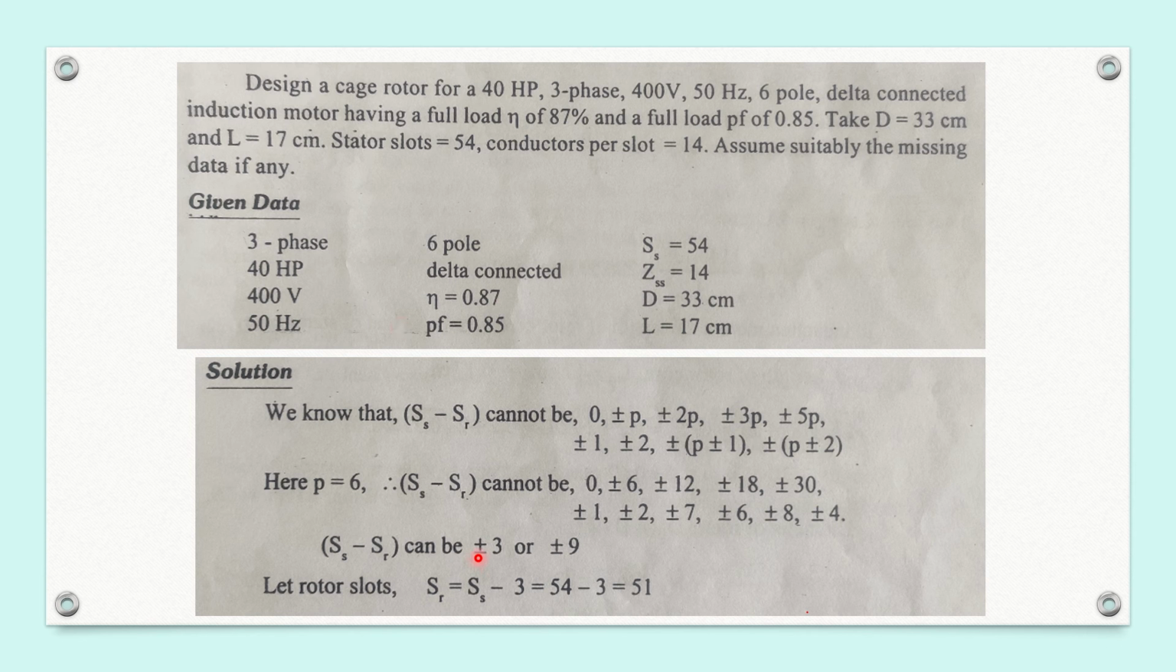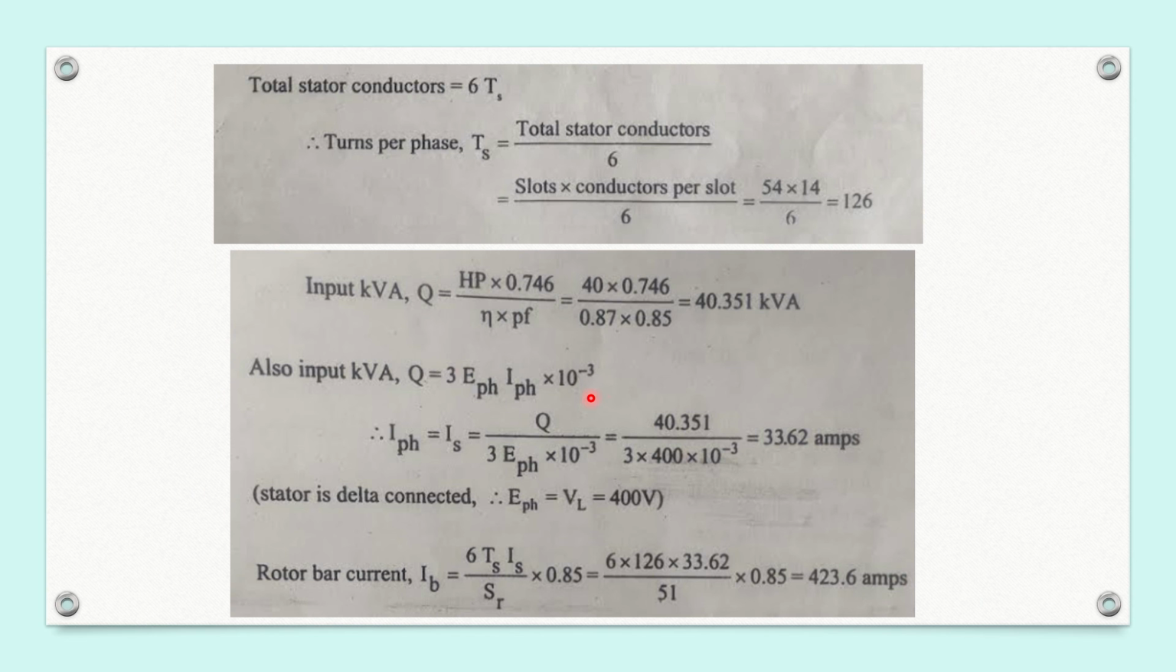Here it is given that the stator is having 54 slots and each of the slots contains 14 conductors. So we can calculate the total number of stator conductors as 54 into 14. So instead of 6 TS, we can substitute this value 54 into 14. We need not calculate the value of TS and then multiply it by 6. We can simply substitute 6 TS as 54 into 14. Okay. Now we have to calculate the stator current per phase, that is IS.